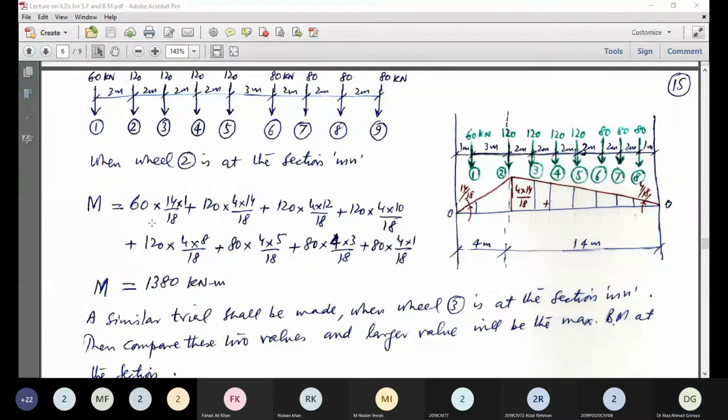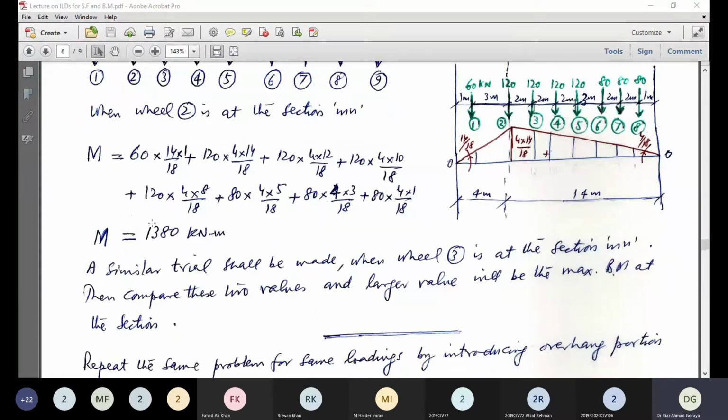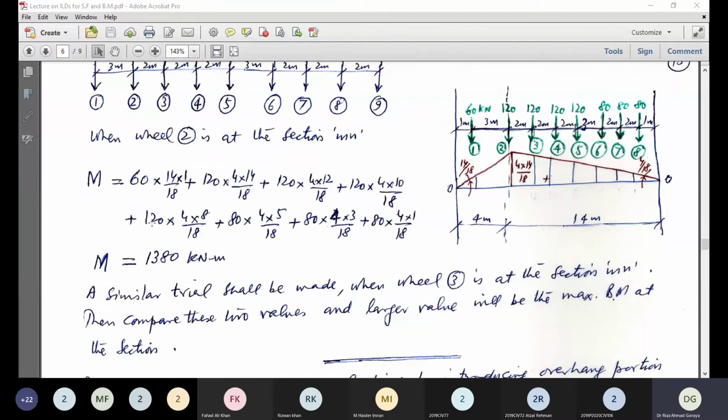A similar trial shall be made when wheel 3 is at the section MN. I think you do it just now. Put wheel 3 at section MN and compute the value. Please hurry up. When you place wheel 3 at the section MN, wheel 1 will be outside the beam.